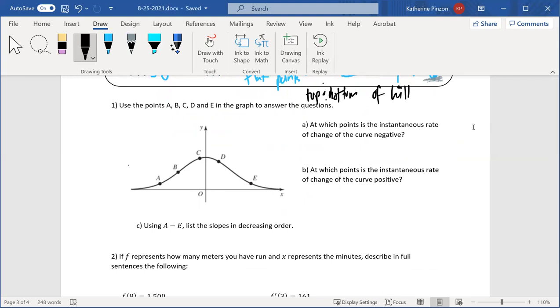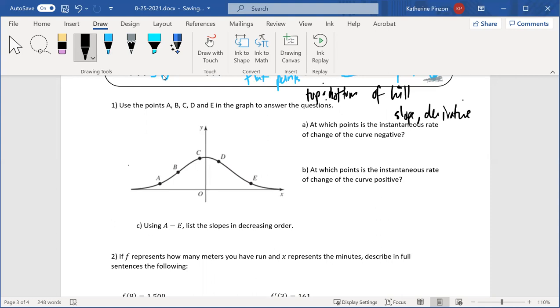Okay, so here is a function. Boom. I don't know anything about it. I don't know its equation at all. I just know its picture, right? It says, at which points is the instantaneous rate of change... What else can we call the instantaneous rate of change? The slope, the derivative. Yeah, those are all great words. The slope or the derivative. At which points is the instantaneous rate of change of the curve negative?